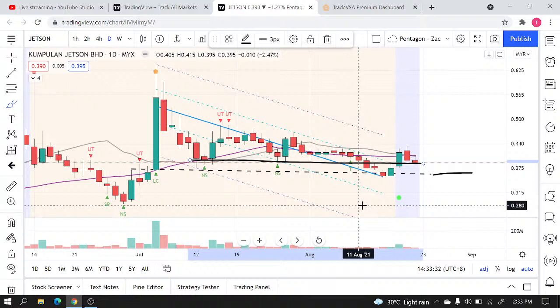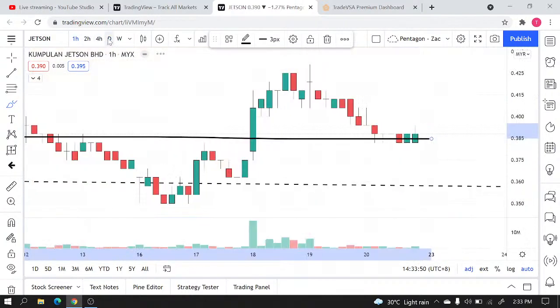Actually, I'm looking into Jackson, but of course I didn't enter last week because last week still had lots of uncertainty in the market, so I don't really look for entry last week. Sorry, this week. Okay, I mean Thursday, Friday. And probably next week. Let's see how it goes.